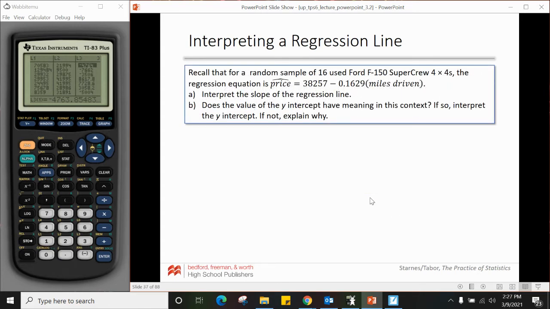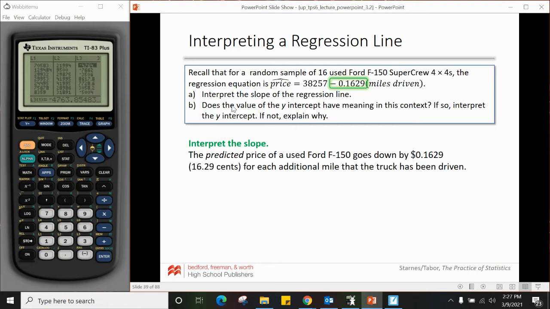So here's our equation still. Interpret the slope of the regression line first. The predicted price of a Ford F-150 goes down, because it's negative, by 16.29, however you want to say this, $0.1629 or 16.29 cents for each additional mile that the truck has been driven. So the increment of adding 1 x is one more mile driven. I increase my x by 1. That's how much my predicted value changes. It's going to go down.